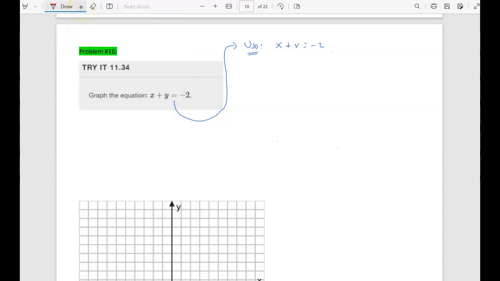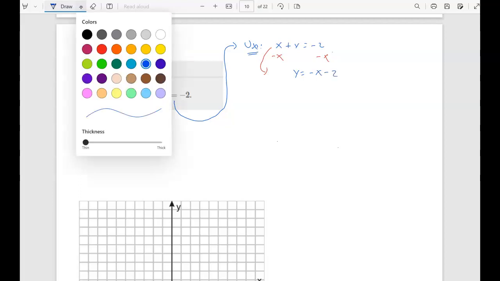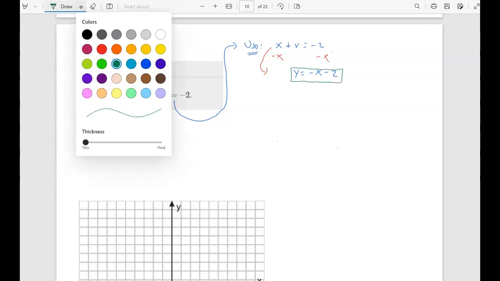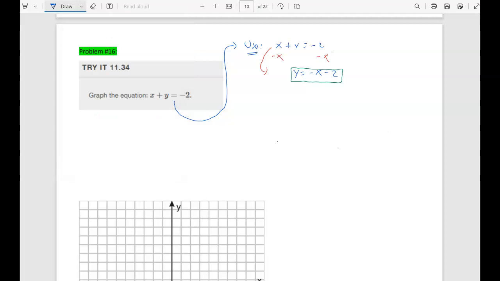This is just so that it's easier for us to evaluate. I'm going to subtract the x's from both sides of the equation, and then we're looking at y is equal to -x minus 2. This is the equation that we're going to use to plug in the x values. I'm going to start with a negative value. Let x is equal to -1.